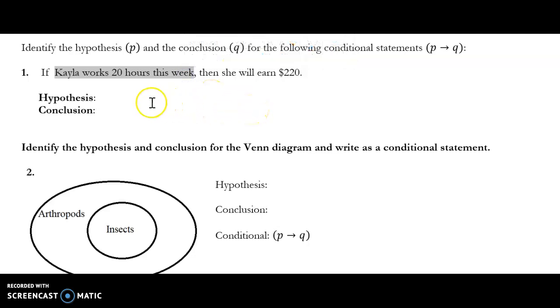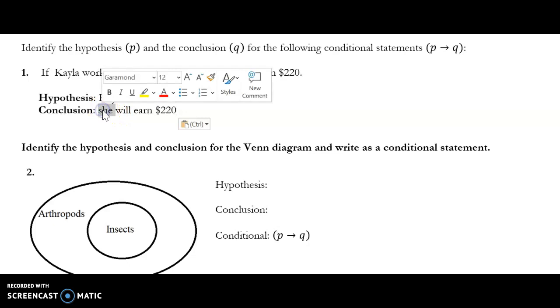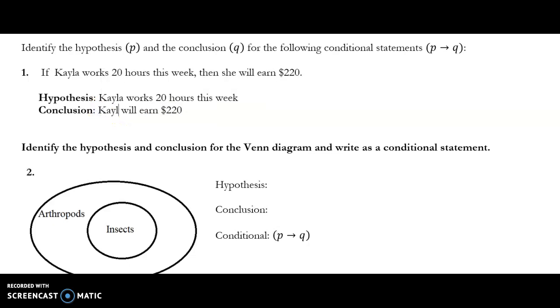I'm going to copy. My hypothesis is, Kayla works 20 hours this week. My conclusion is she will earn $220. Now I'm actually going to replace she with Kayla because you can do it either way. If you want to try to reverse the hypothesis and conclusion, you'd want to be able to put that there.